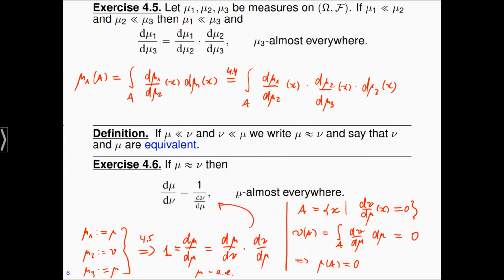So indeed, mu almost everywhere, I can make this modification and take this factor here to the other side and obtain my formula that I was supposed to show in this exercise.